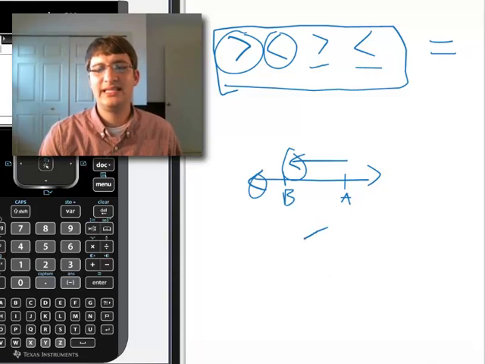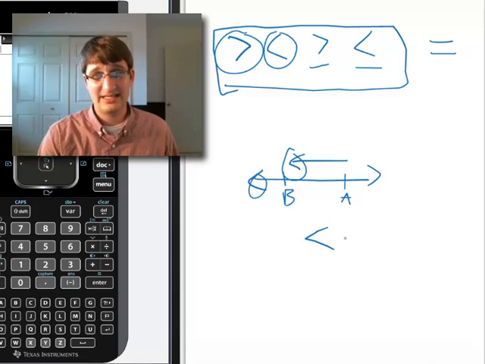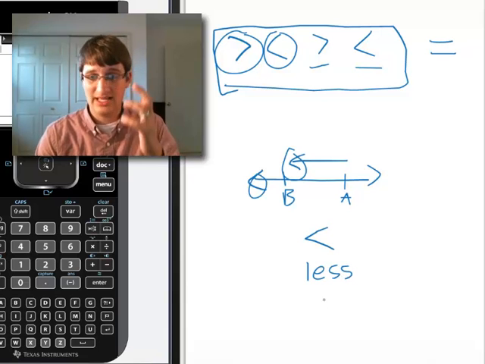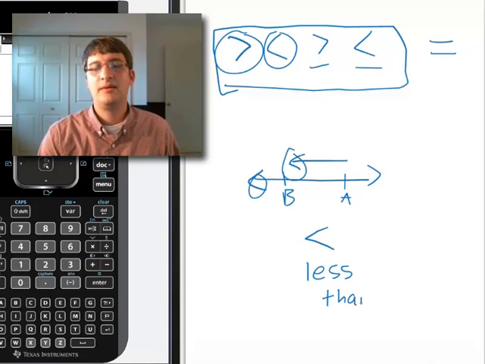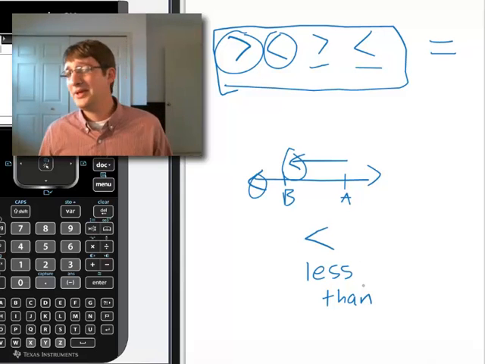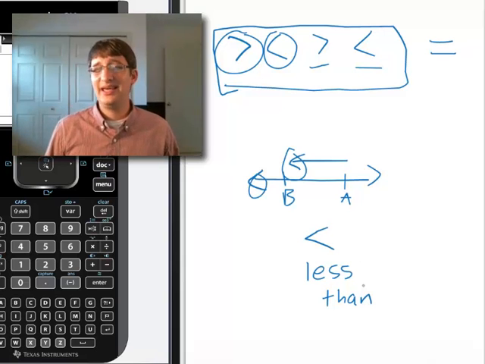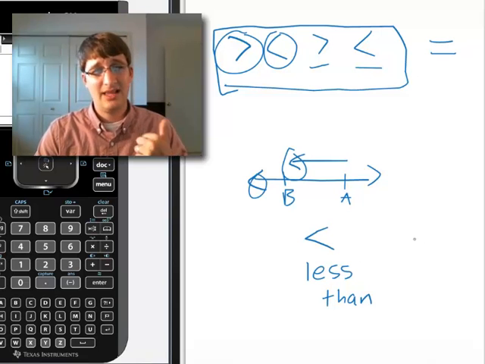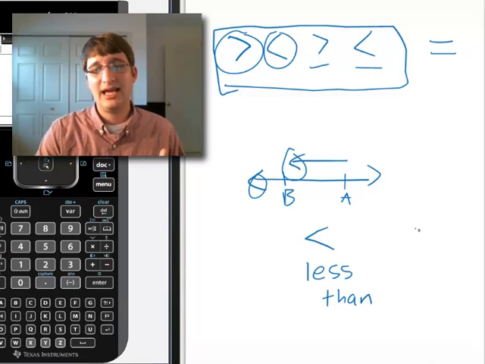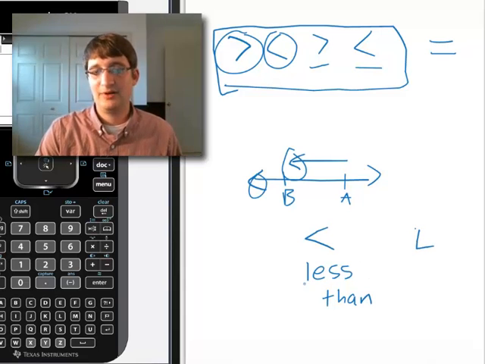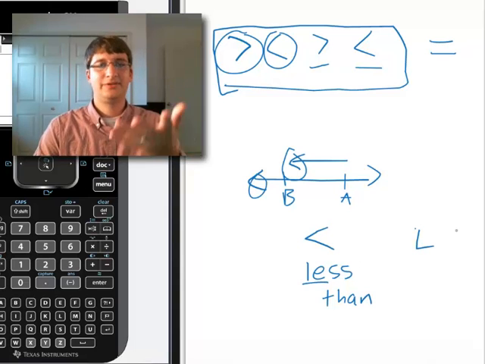So whenever we see a symbol like this, which looks like an arrow pointing to the left, really what it's trying to tell you is less or less than, okay? That is just the less than symbol. Another way people remember this is that this is pointing to the left. The word left starts with the letter L, and less than, well, L, boom, there's the connection.